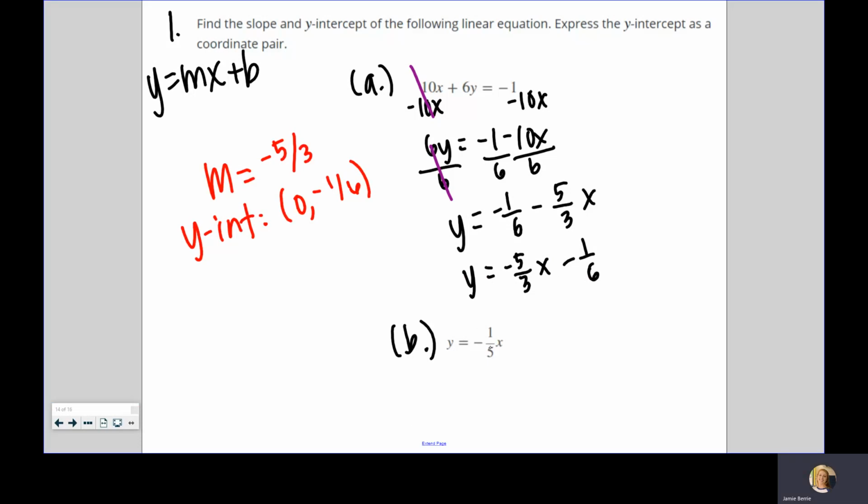All right, this one's a little bit easier because you can see y is already by itself. So again, the slope m is the number that's attached to x, so that's -1/5. And notice there's no y-intercept indicated here, so we know there's like a +0 out there. So we'll write y-intercept is 0, b. Here, b is 0. So 0, 0 is the origin. Okay.